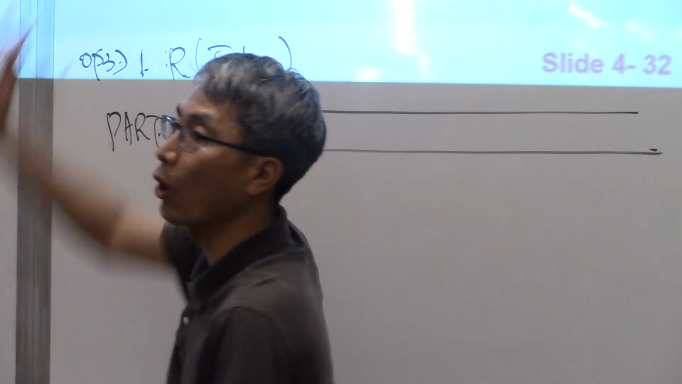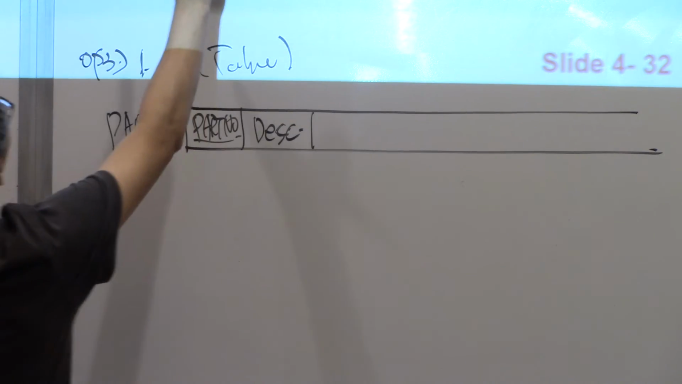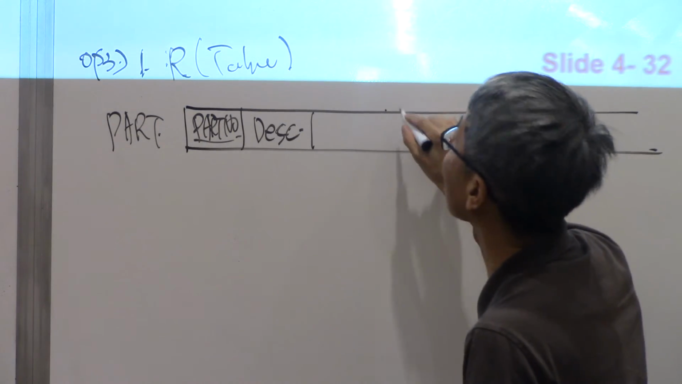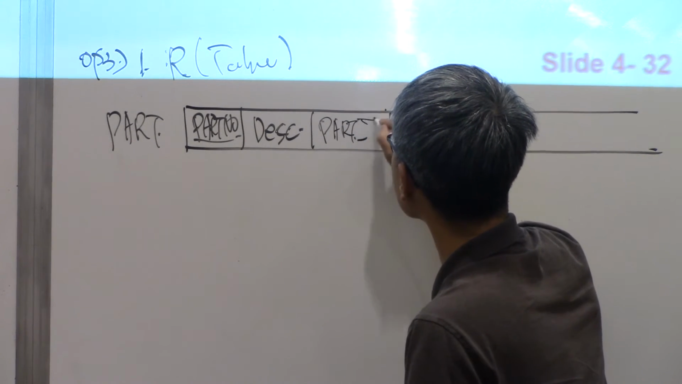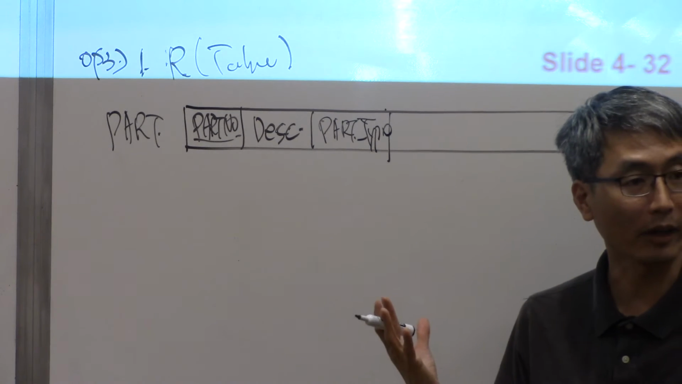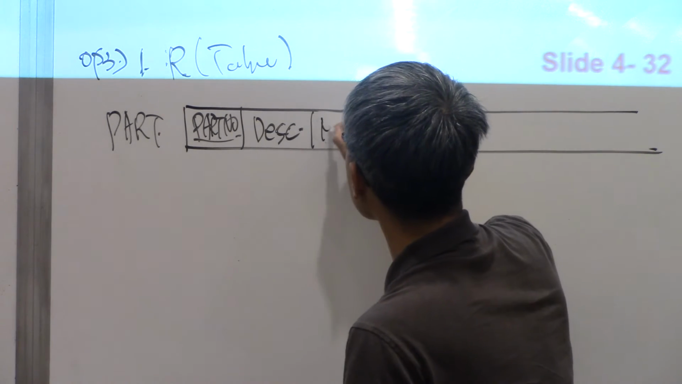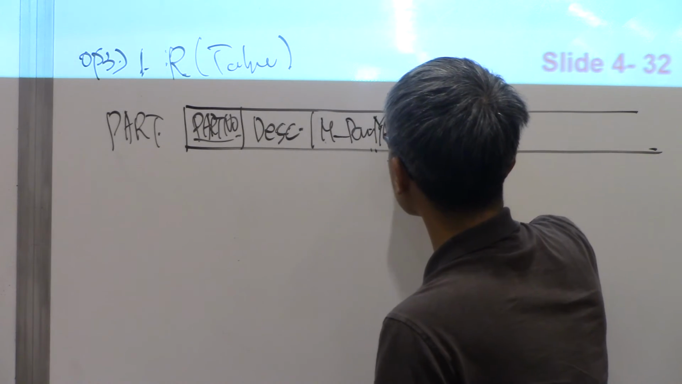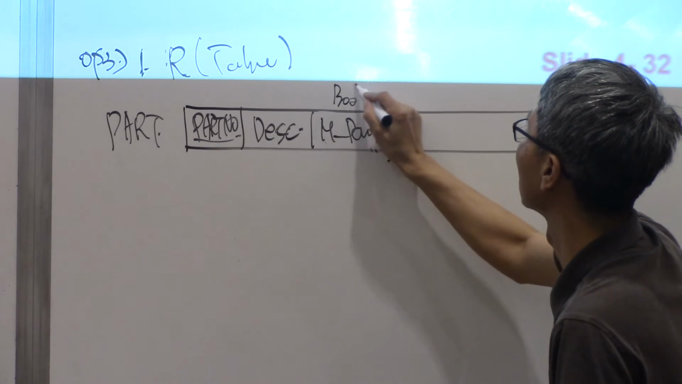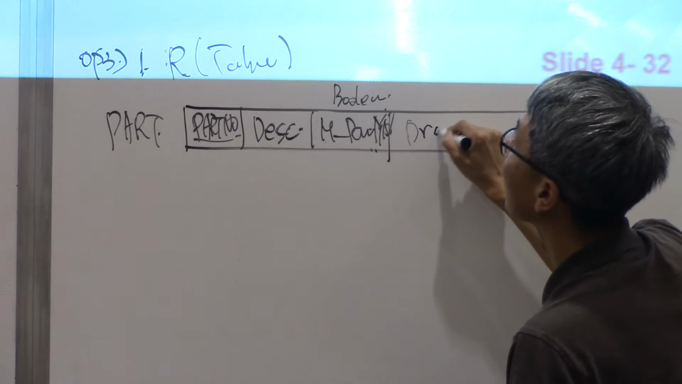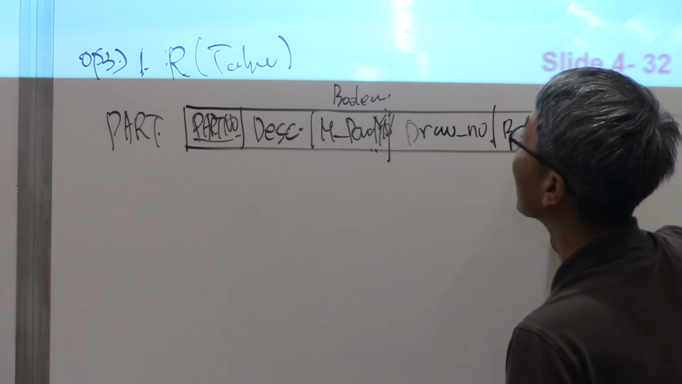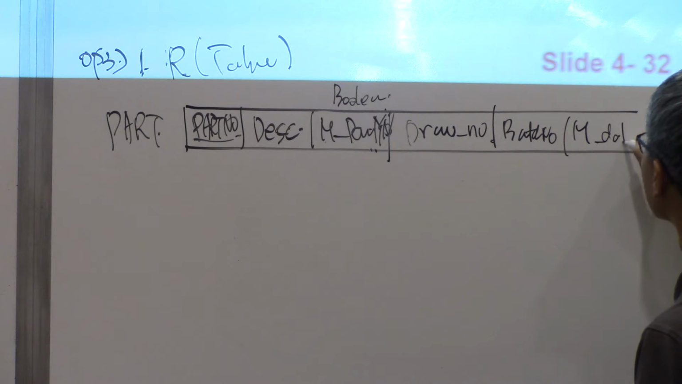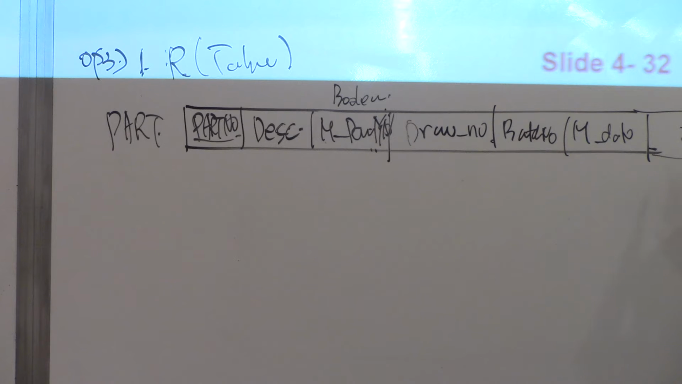However, if this is the overlap, overlap means it can be manufactured part and the purchased part. So we cannot create the part type. Should be either of them. Okay? So this time we can create whether this is the manufactured part, yes or no. Okay, this is a Boolean. Then add drawing number and batch number, manufactured date, plus whether this is the purchased part or not. Okay, then add supplier name and list price.